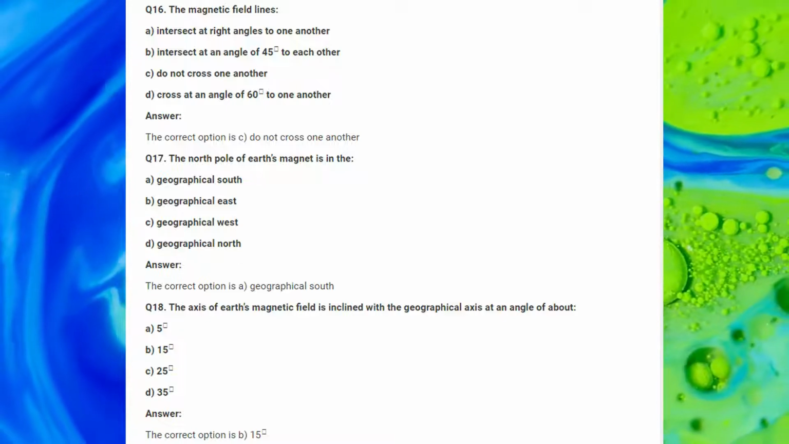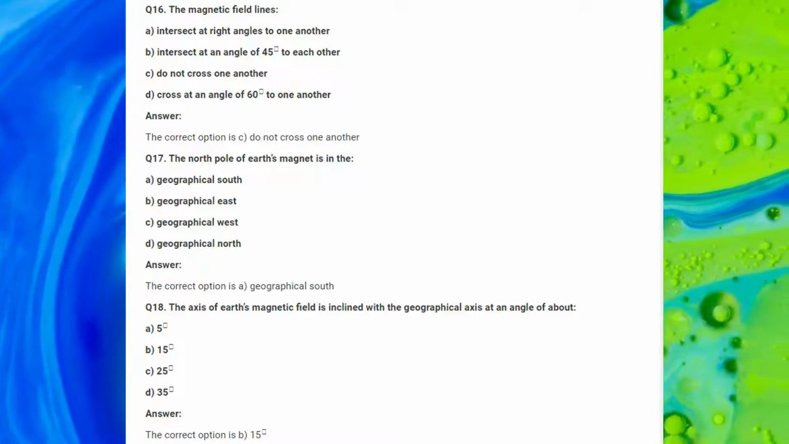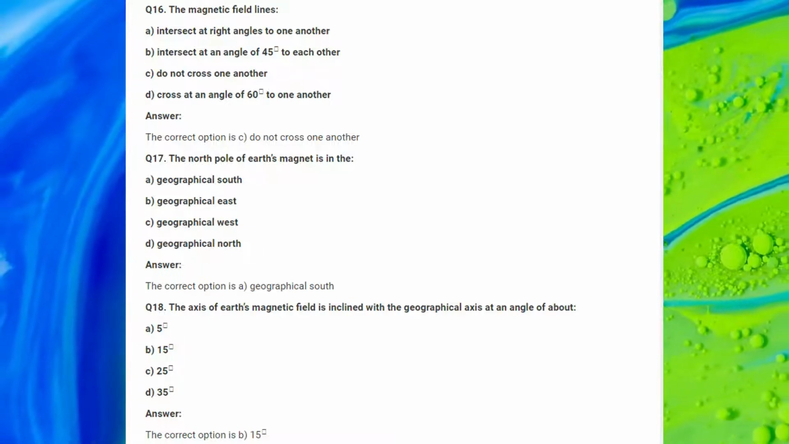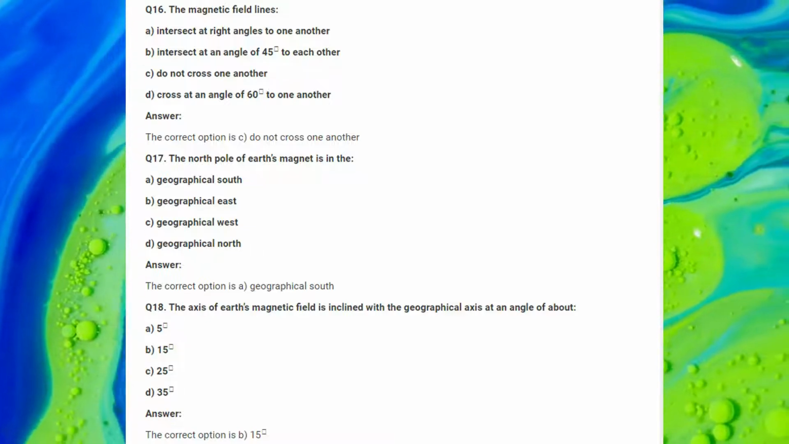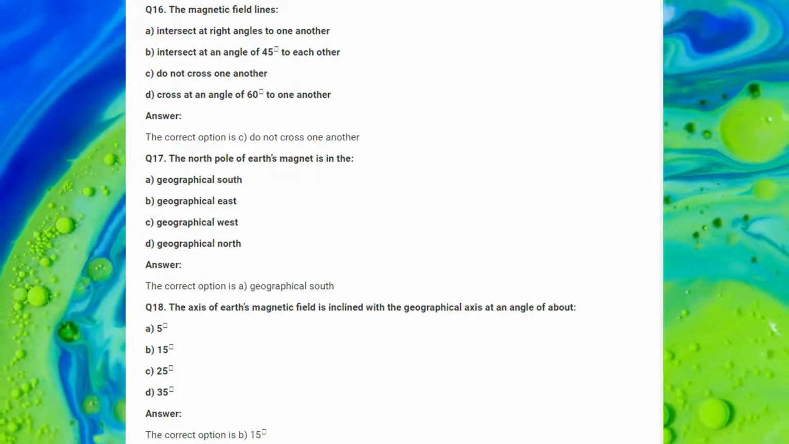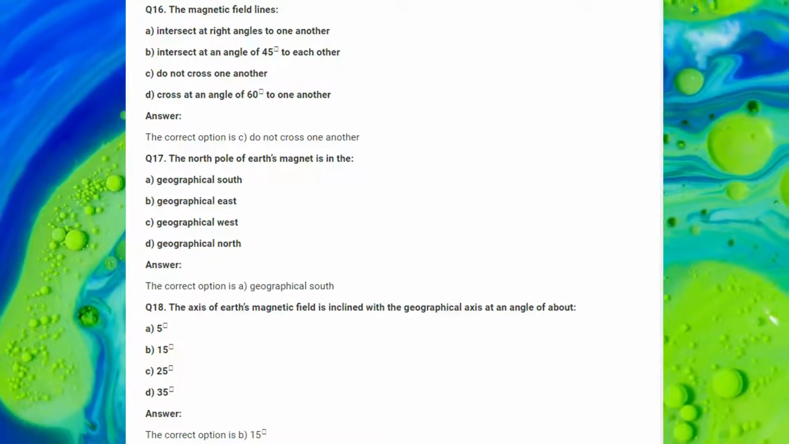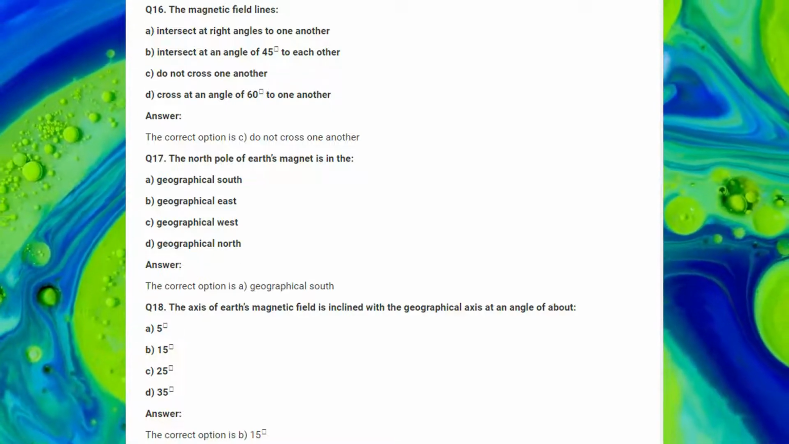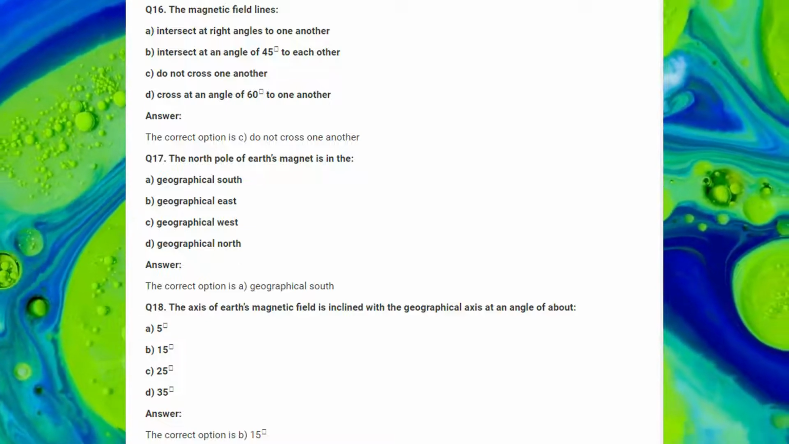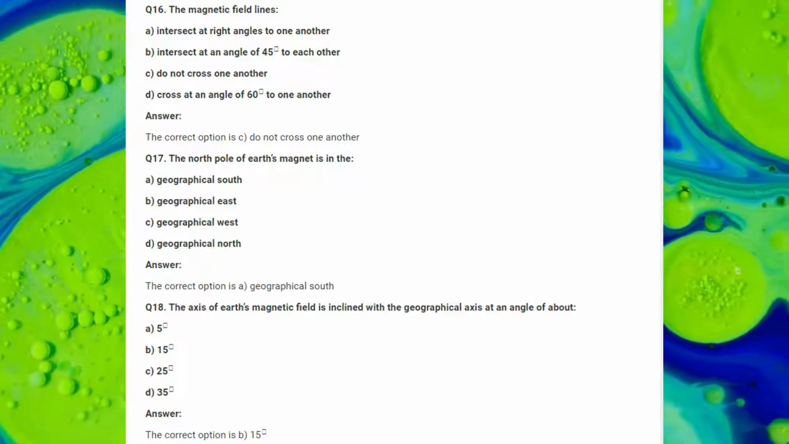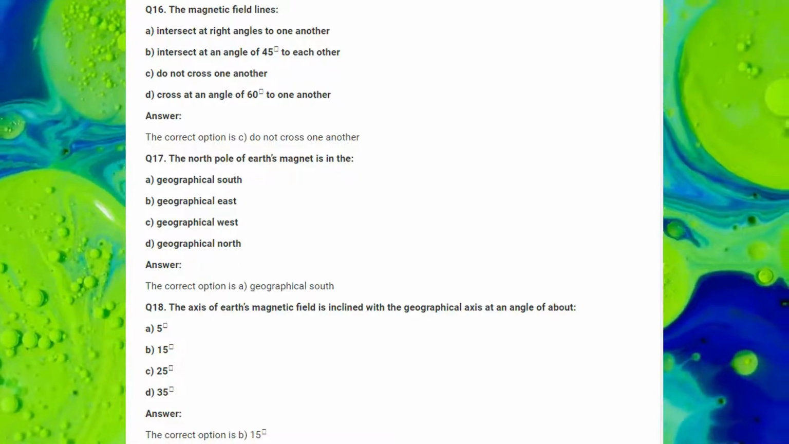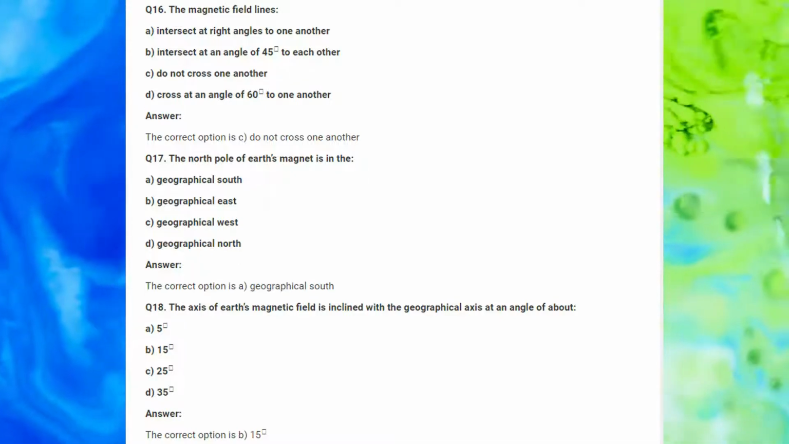Q17. The North Pole of Earth's magnet is in the A. geographical south. B. geographical east. C. geographical west. D. geographical north. Answer: the correct option is A. Geographical south. Q18. The axis of Earth's magnetic field is inclined with the geographical axis at an angle of about A. 5 degrees, B. 15 degrees, C. 25 degrees, D. 35 degrees. Solution: the axis of the Earth's magnetic field is inclined at an angle of about 15 degrees with the geographical axis. So, the correct option is B.